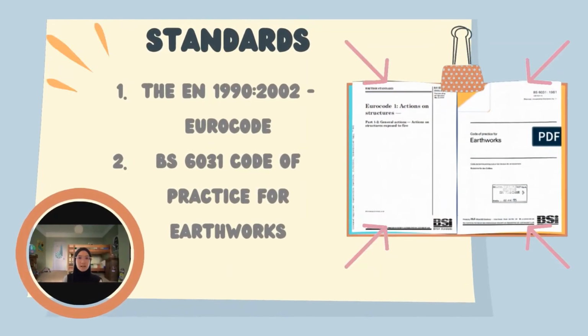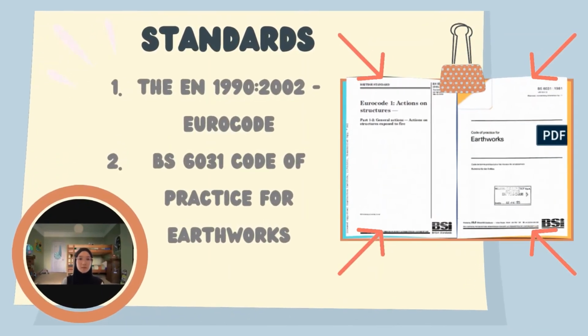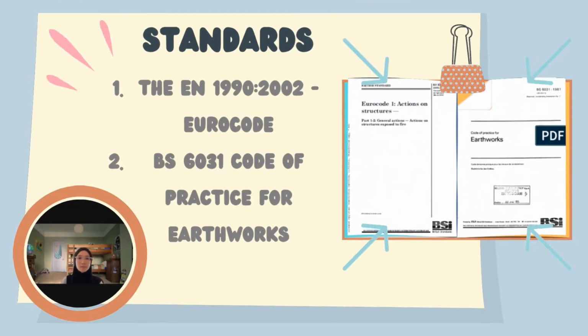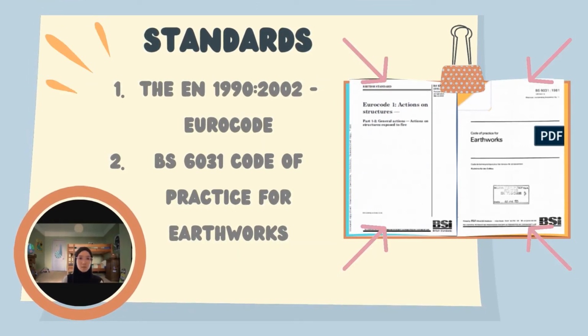This project highlights two primary techniques of slope remedial that include the implementation of the cantilever retaining wall and the vegetation technique. Hence, these techniques come with the application of standards, which are the EN 1990-2000 Eurocode and the BS 6031 Code of Practice for Earthworks.